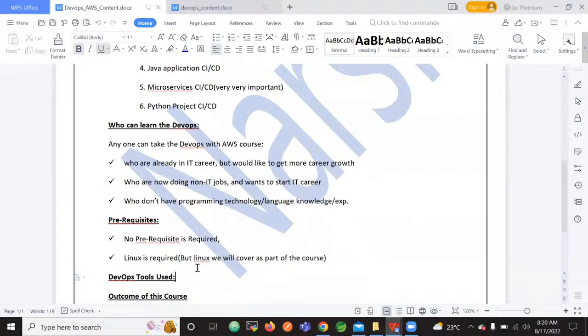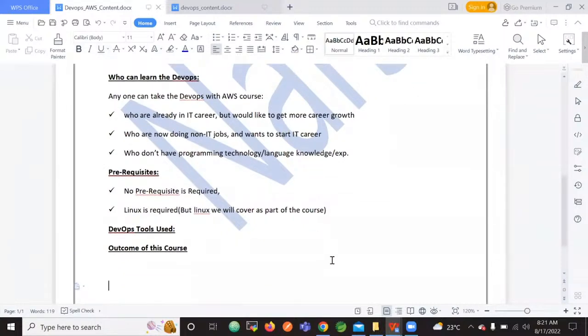So the prerequisite for this is, no prerequisite is required. That is really false, Linux is required. But why have I still written no prerequisite is required? Whatever Linux is required, I will teach here, to a moderate level, whatever is required for a DevOps engineer. By the completion of your course, you will become a moderate-level expert in Linux platform usage. However, what are the DevOps tools that we have to learn?